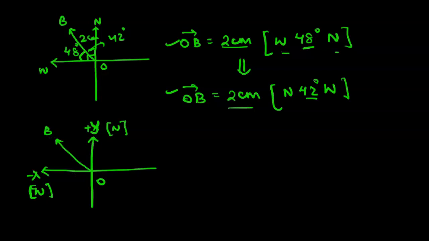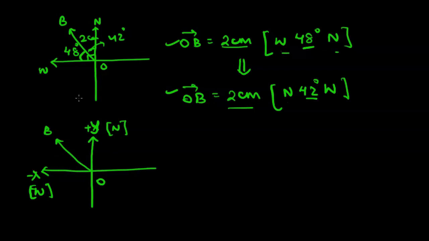That means some component of it lies on north, and some component of it lies on west. How much component of vector OB lies on the y-axis or the north axis, and how much component of vector OB lies on the x-axis or the west axis, is called the component form of vectors, or representing vectors on x and y axes.